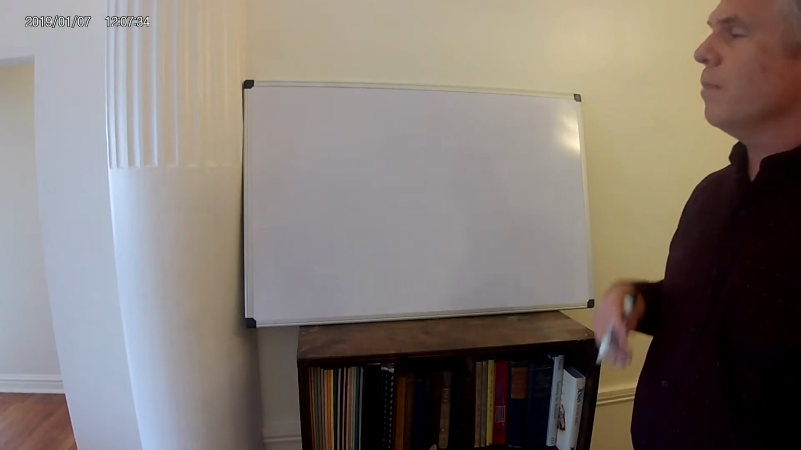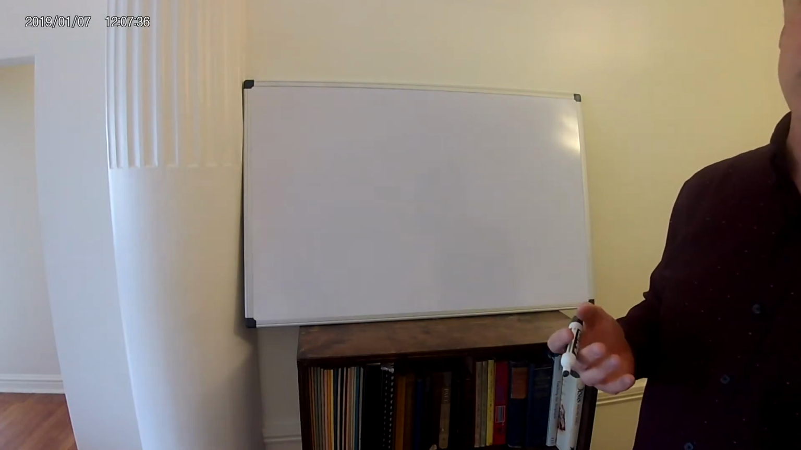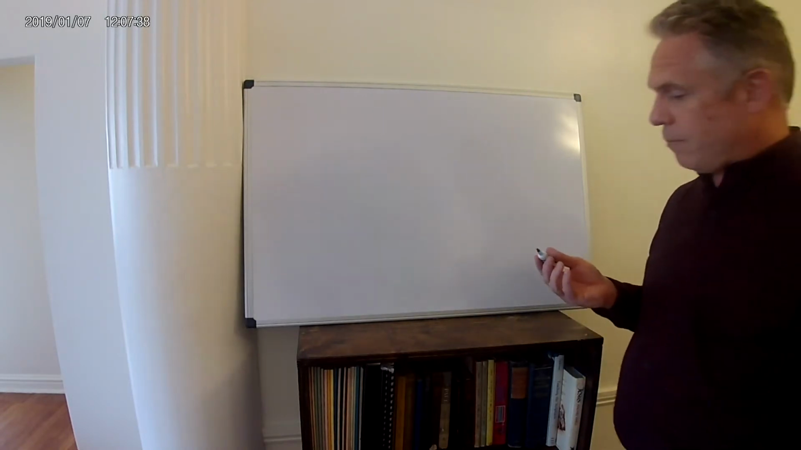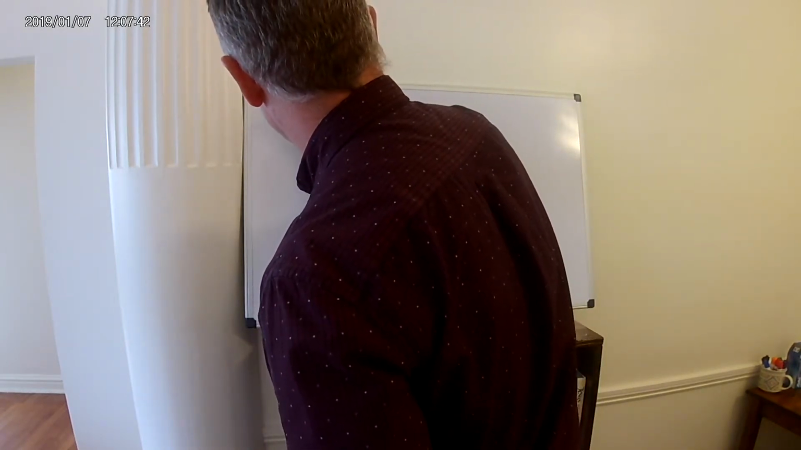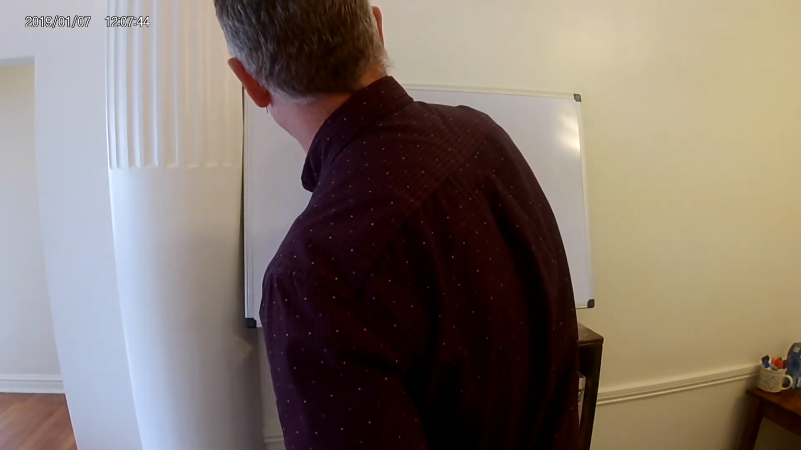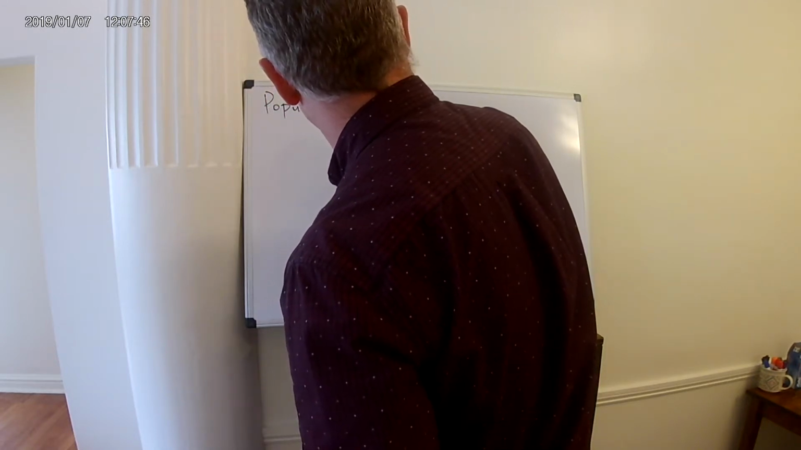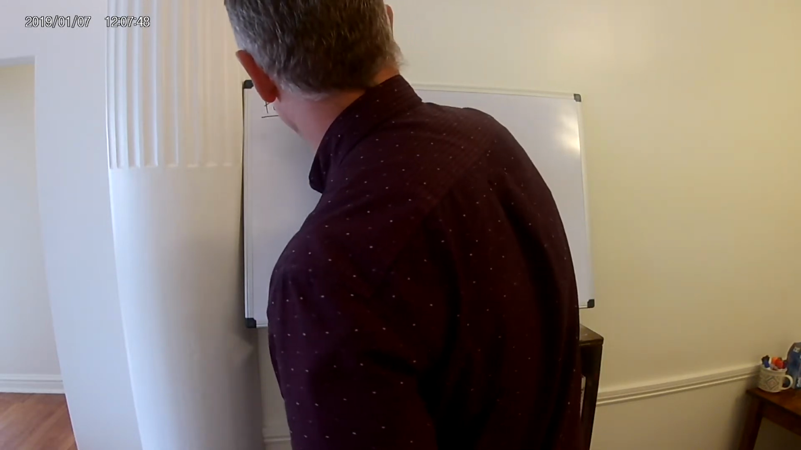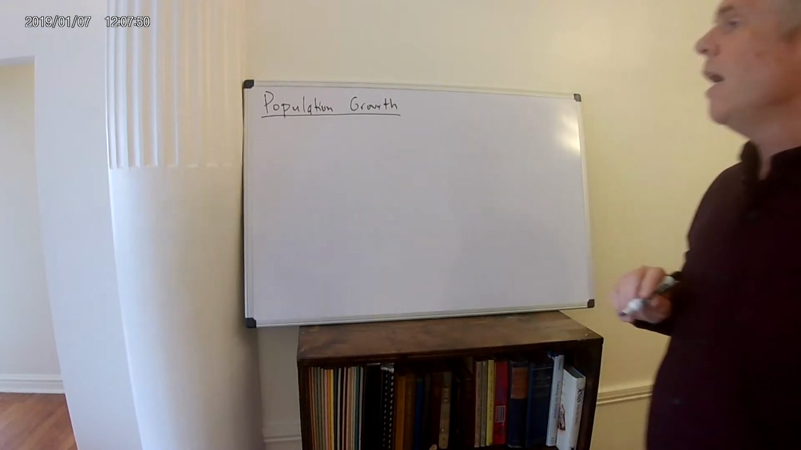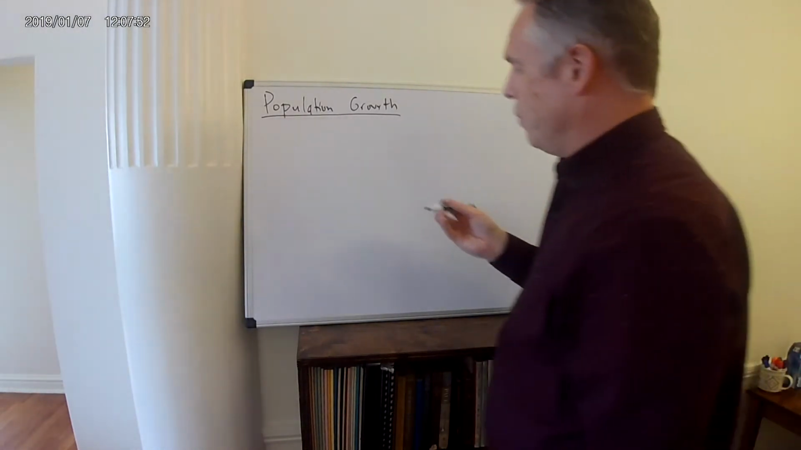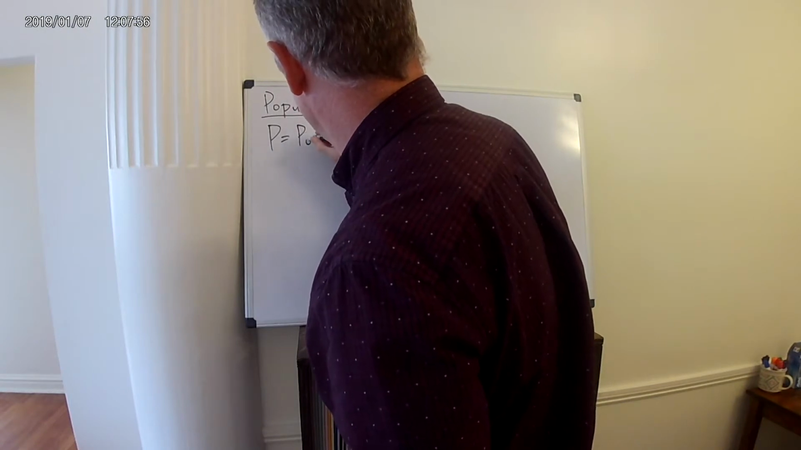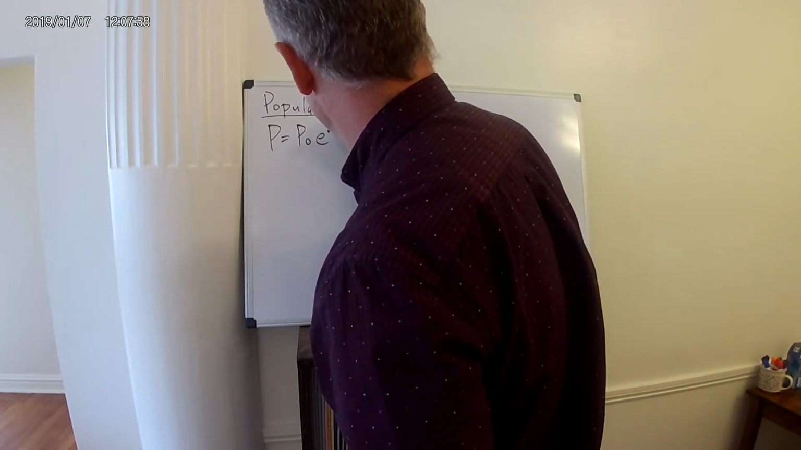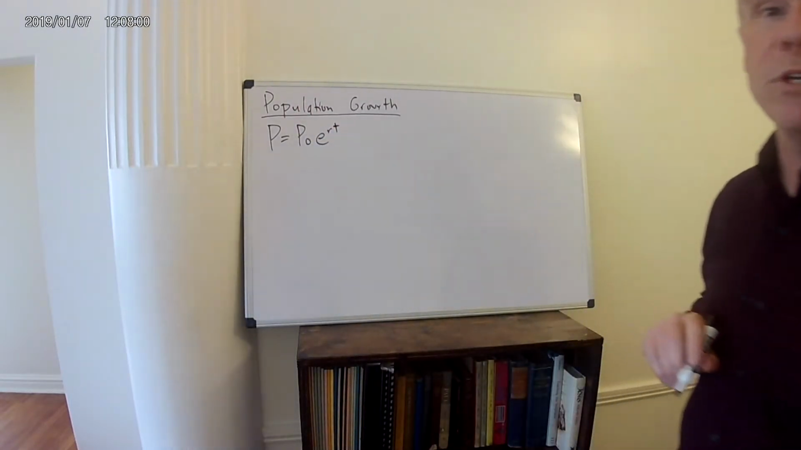On Monday we talked about population growth, and we're going to continue to talk about population growth. If you recall, populations generally grow exponentially, so we can model population growth with an exponential equation, P equals P0 e to the rt. That's the basic equation we use.